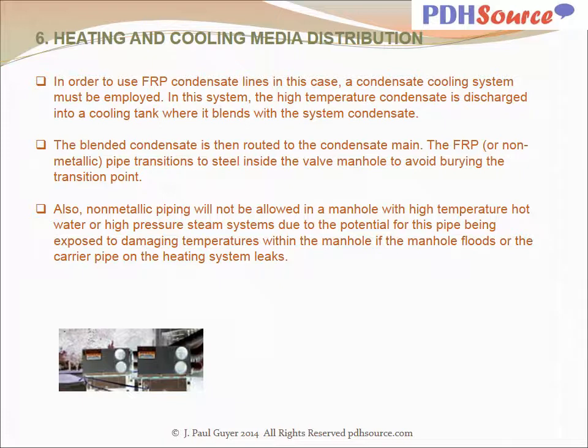In order to use FRP condensate lines in this case, a condensate cooling system must be employed. In this system, the high temperature condensate is discharged into a cooling tank where it blends with the system condensate. The blended condensate is then routed to the condensate main. The FRP or non-metallic pipe transitions to steel inside the valve manhole to avoid burying the transition point.